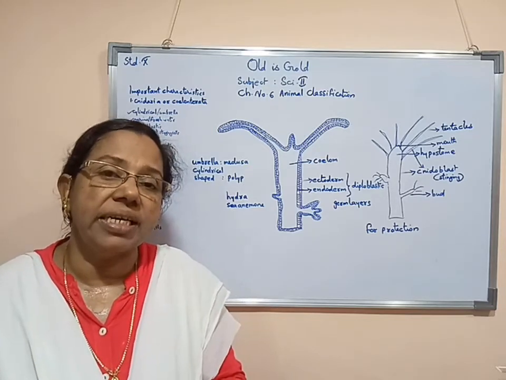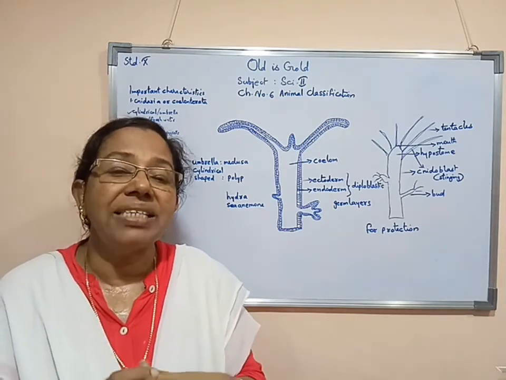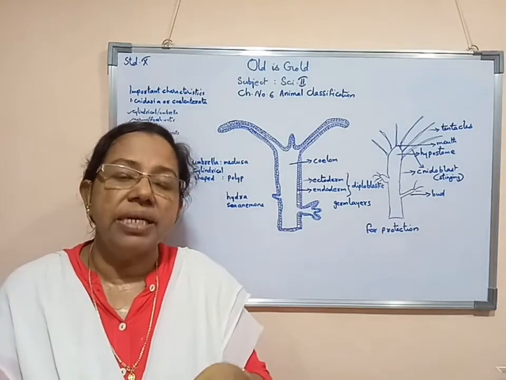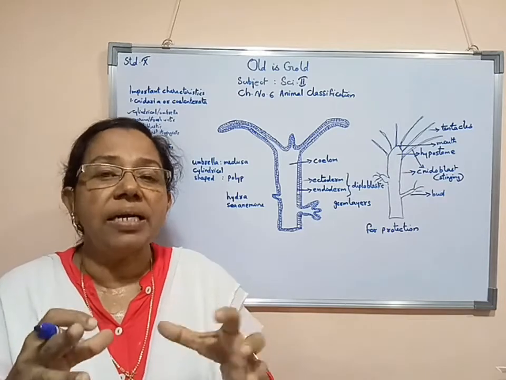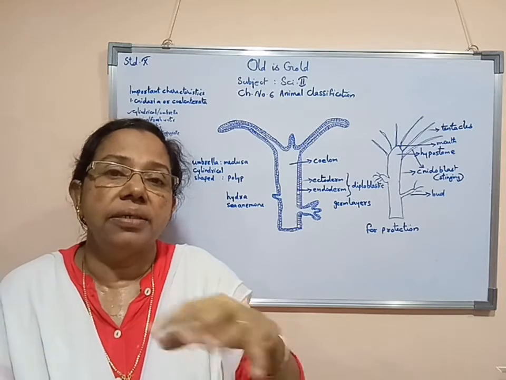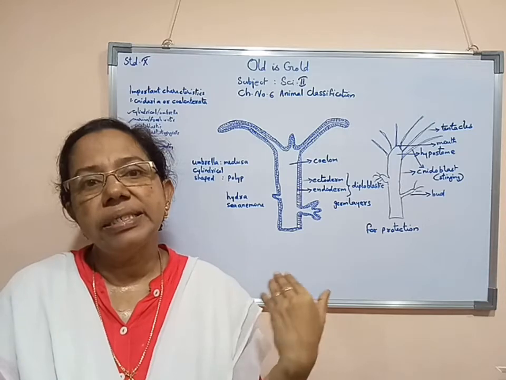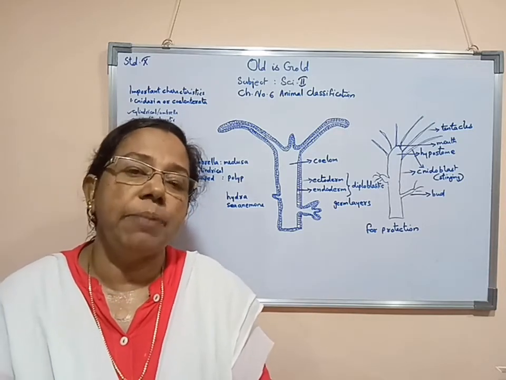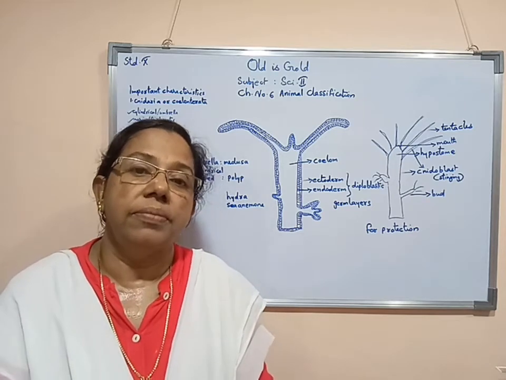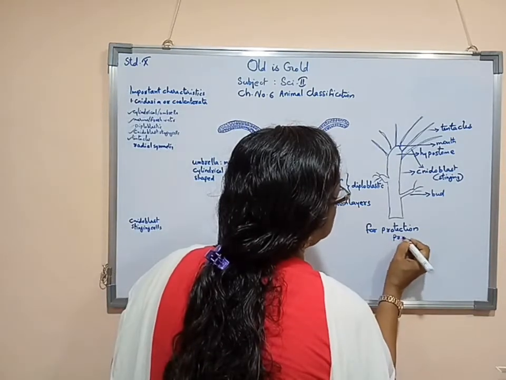Now, with the help of cnidoblasts they also get protection. How are they getting protection? As and when enemies come near to them, they blast their stinging cells. As a result, poison will come out. That poison will have a black look. As a result, enemies cannot see the cnidaria. Within that time, the cnidaria will escape from the vicinity of predators. Predators means enemies.